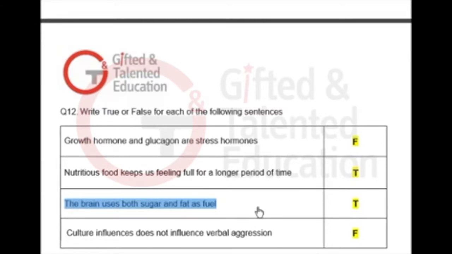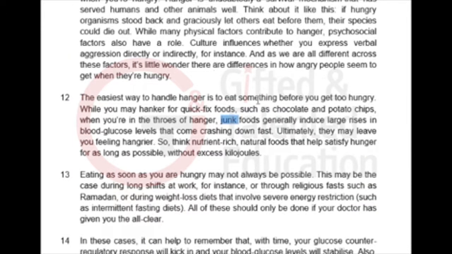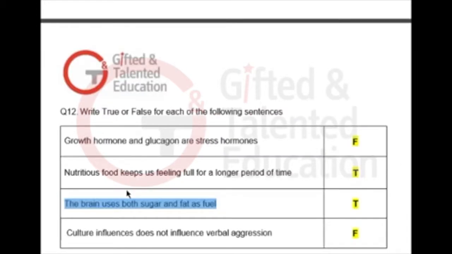Let's move on to the passage. Remember, we already know that the blood glucose level affects the brain. So, that gives us a very good clue that the brain uses sugar. How about fat?